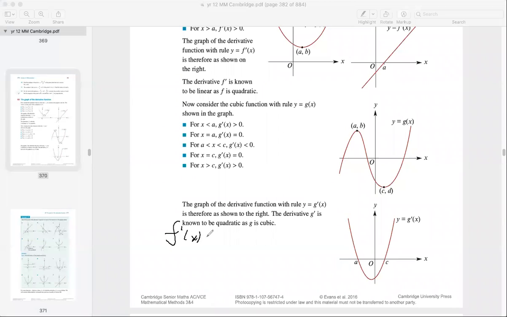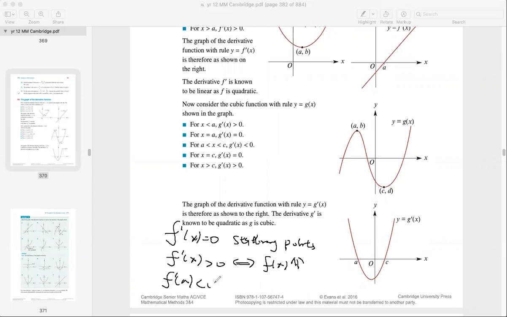Okay, so with this idea, we can know three rules. Basically, f'(x) equals 0 is going to be a special point, or later we're going to call it a stationary point. So this one is either a turning point or a point of inflection. And if my f'(x) is greater than 0, then it implies f(x) is increasing. And if my f'(x) is less than 0, then it implies f(x) is decreasing. Okay, this is the essential idea we're going to use to help us draw the graph of derivative functions.